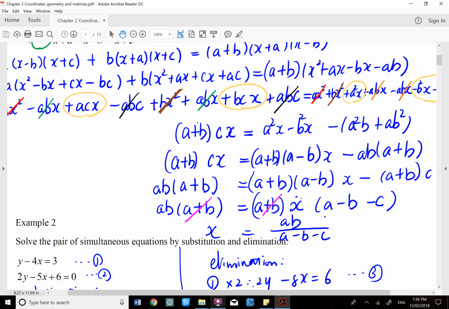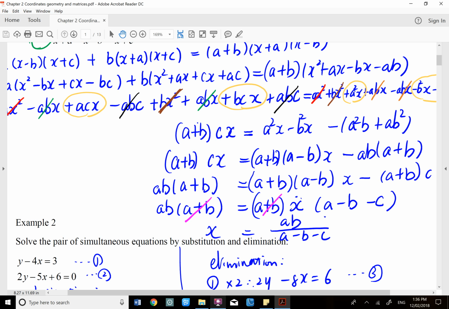Can you see that? That's not actually the right thing to do, because you don't know whether a plus b is 0 or not. If a plus b is 0, you can't divide by 0 on both sides of the equation. So actually there should be another answer here. This is one of the answers when a plus b is not 0. Okay, when a plus b is not 0, that's one answer.